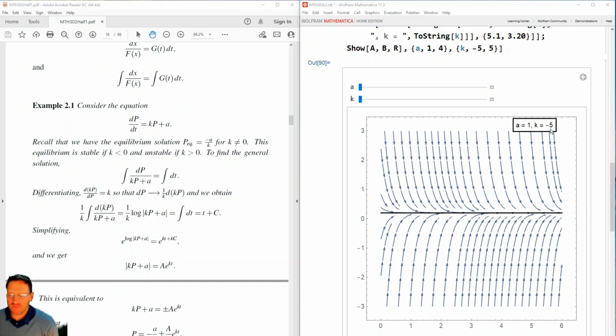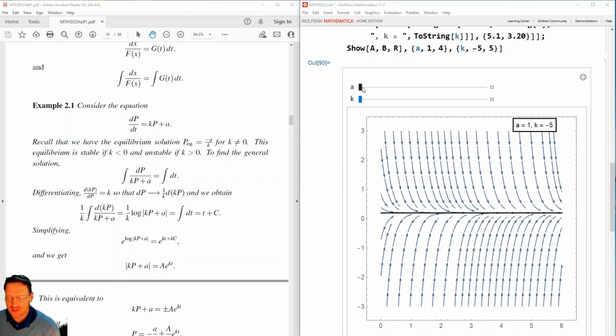equal to minus 5. So we have exponential decay towards the equilibrium solution that's just a little bit above 0. Or it should be 1/5 or 0.2, because it's minus a over k. Okay, so we have exponential decay. Now the constants of integration correspond to the particular curves that you're looking at here. Okay, but these other two, lowercase a and lowercase k, they are constants particular to the population equation there.